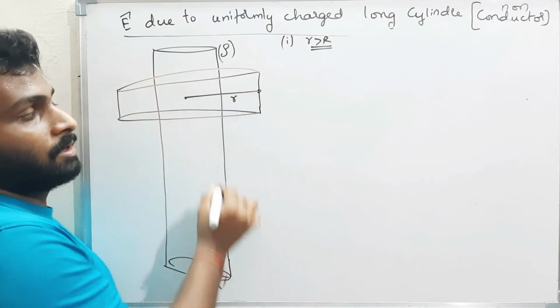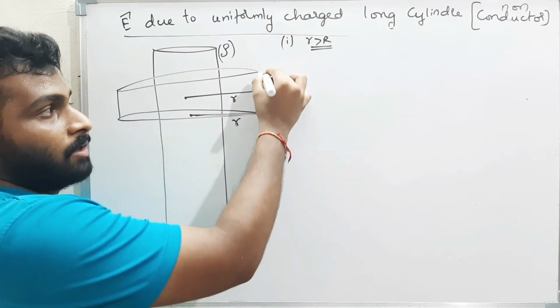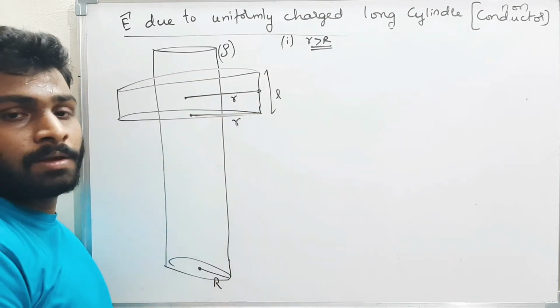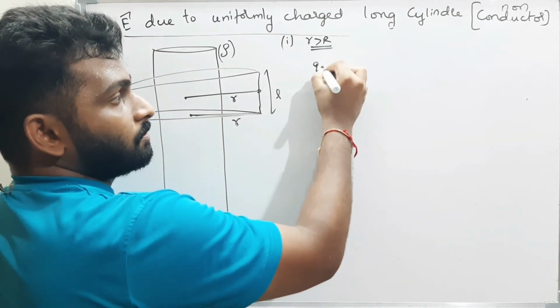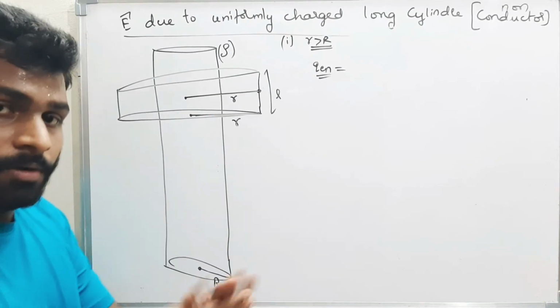This is the Gaussian surface. The Gaussian surface area, what is the radius? The radius is smaller, and the length of this Gaussian surface is L. Therefore, what is the charge enclosed? This is important. Okay, now what is the charge enclosed?